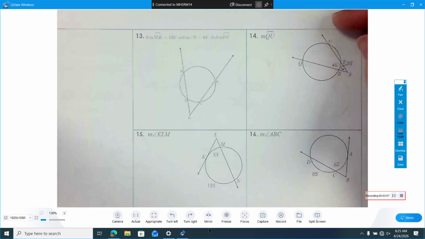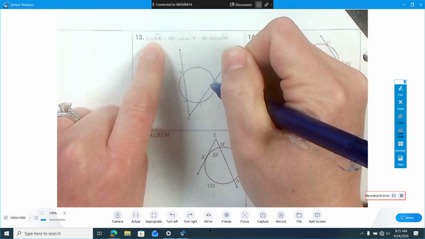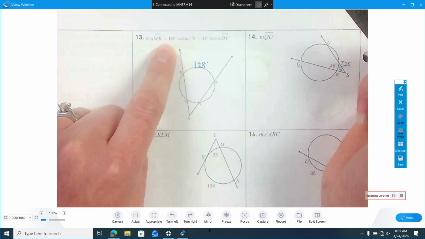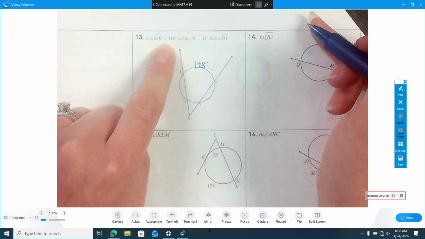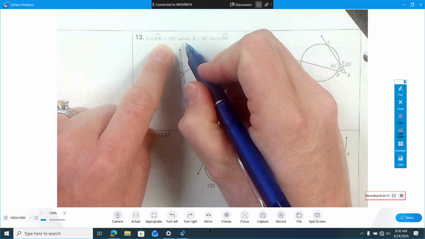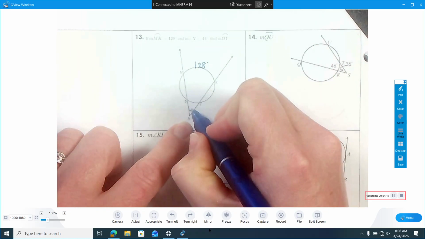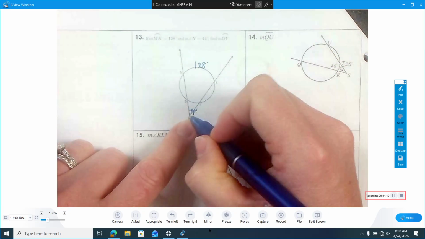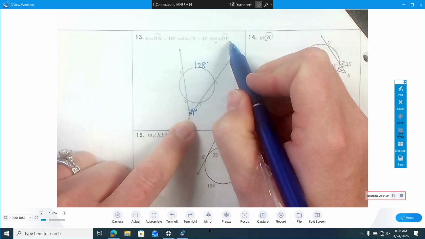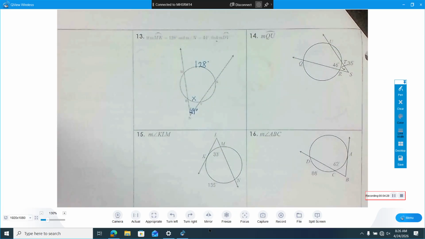All right, number 13. It says the measure of arc MK is 128. And then the measure of angle N, which is way down here, is 44 degrees. And we want to find the measure of arc DV. So DV is this arc. I want it to be our X that we're trying to find.